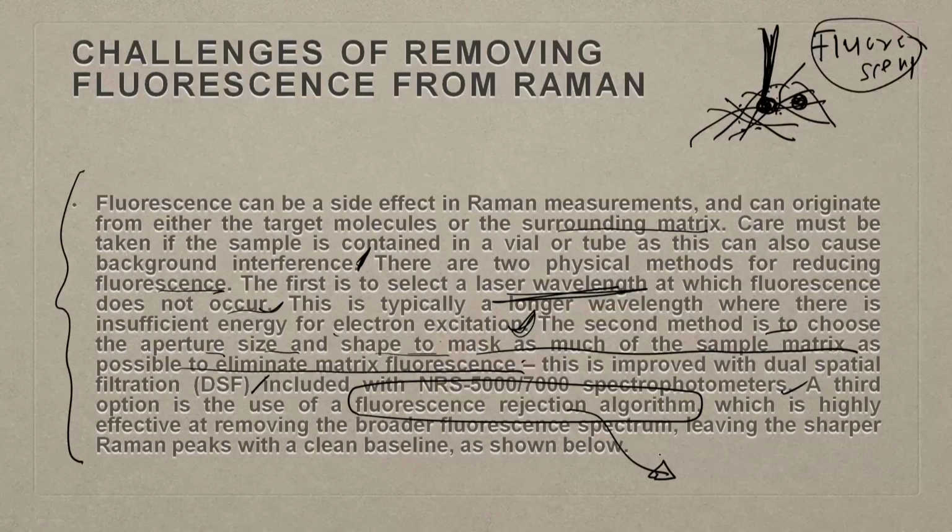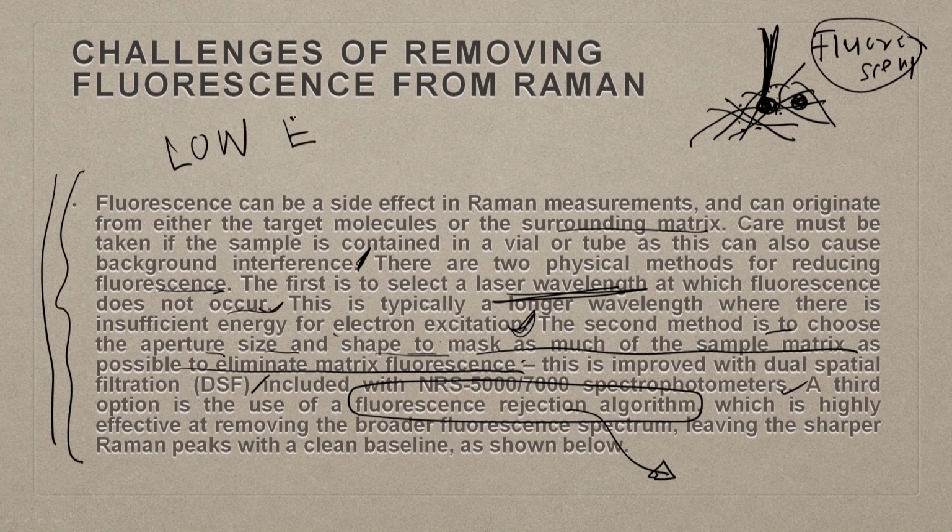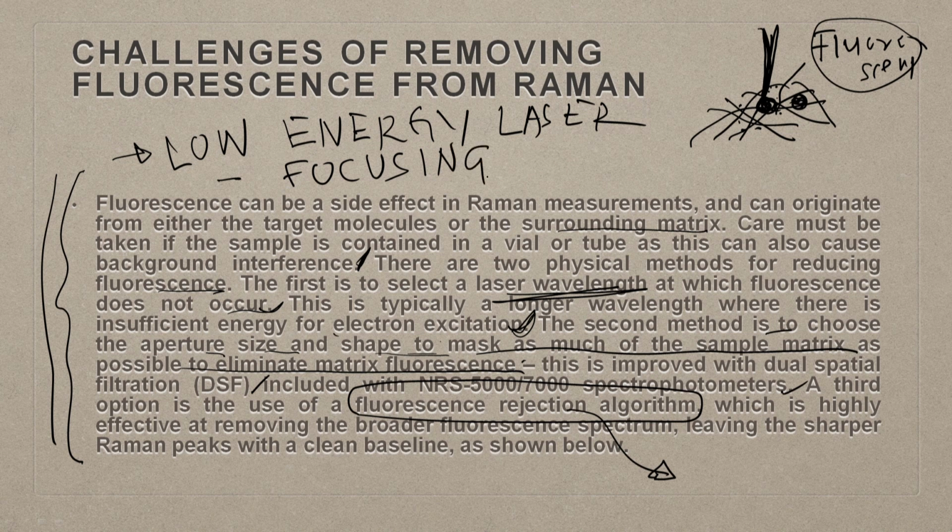To summarize on the slide, the options you are left with are: first, to select a low energy laser, so that you will not eject any electrons that come back and fluoresce while returning to their shell. That is one way of doing it, a low energy laser. Second, you focus on your target using the aperture, and the third one is the algorithm based system.